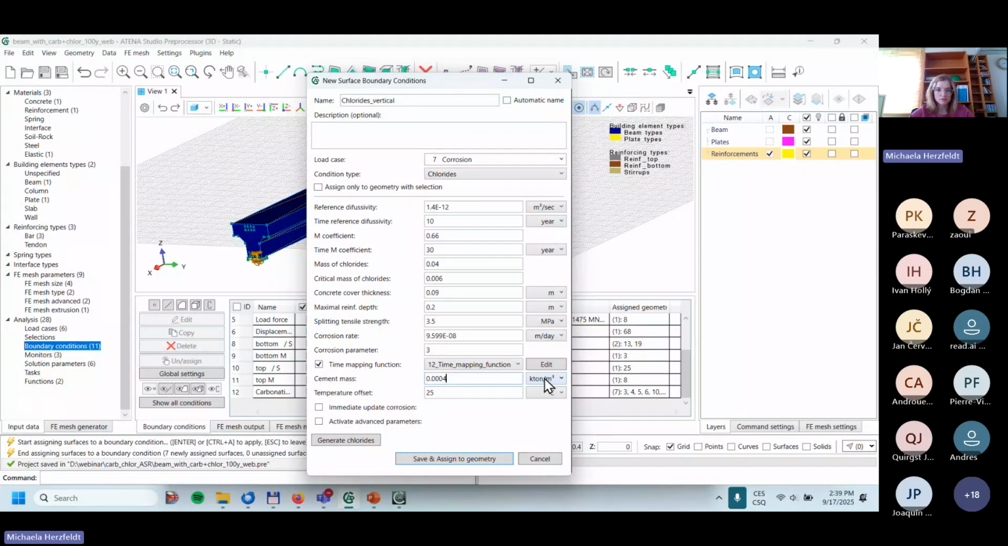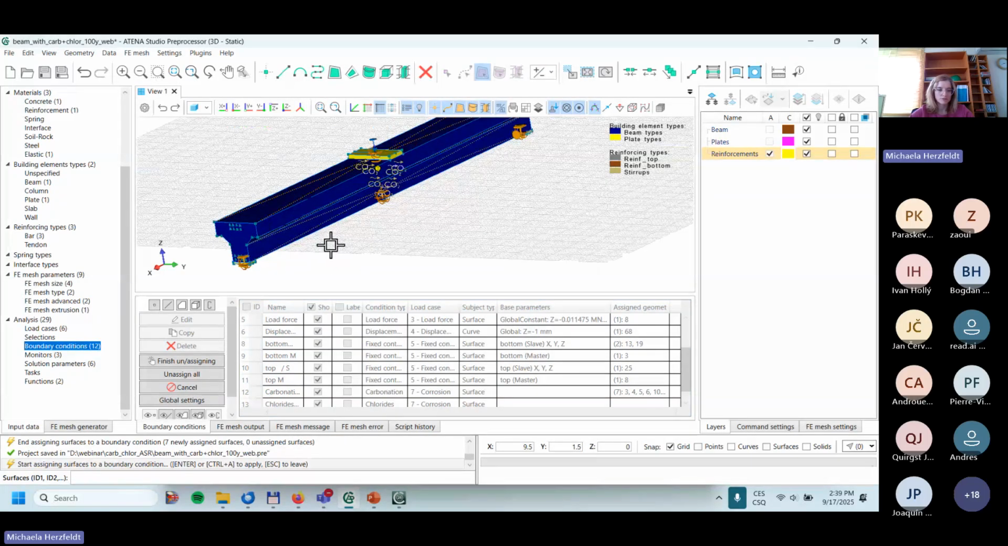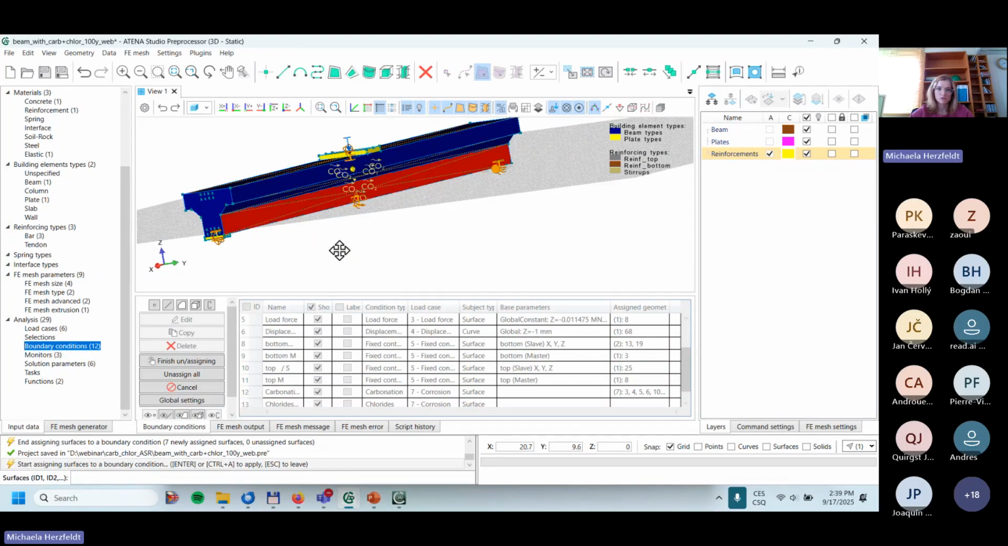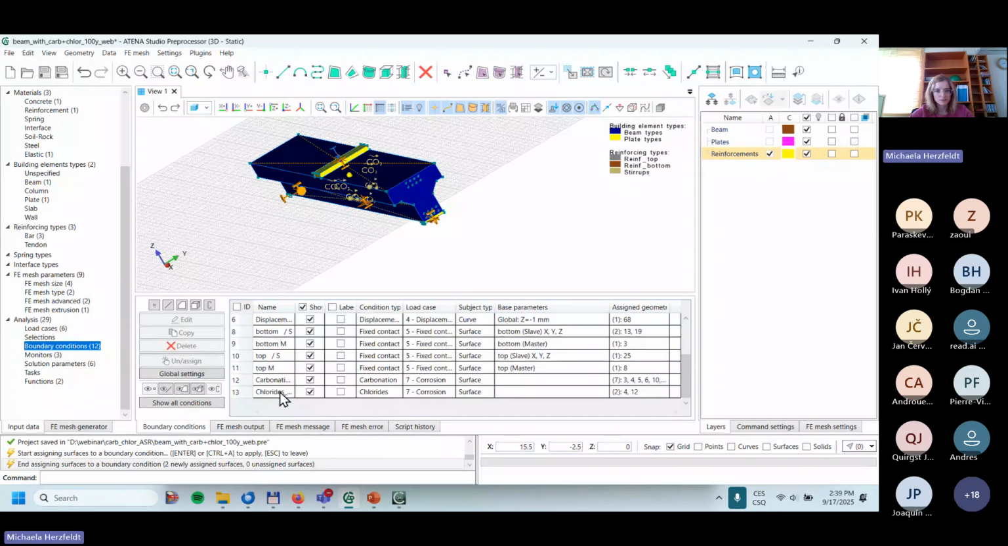Yeah, cement mass we can leave, and also the temperature offset. I will save it, and it will automatically go to this selection that I can assign it. So I will put it just to the vertical pieces on a side like this, and then I can easily select this condition and copy it.